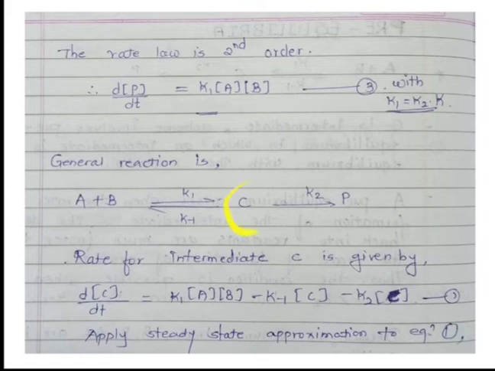Then in the next step C is decomposing to give A and B. So its concentration is decreasing, that's why we take a minus sign, and the rate constant is K minus 1, and the species which is going to decrease is C, that's why C is written here. This is our second term.